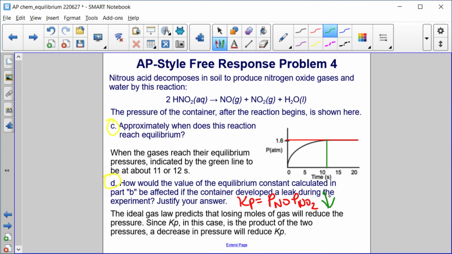So the ideal gas law predicts that losing moles of gas as it leaks out of the container will reduce the pressure. Since Kp in this case is the product of the two pressures, a decrease in pressure will reduce Kp.